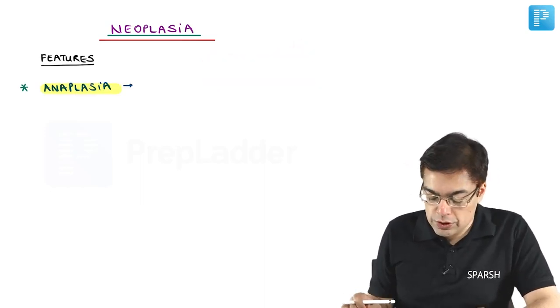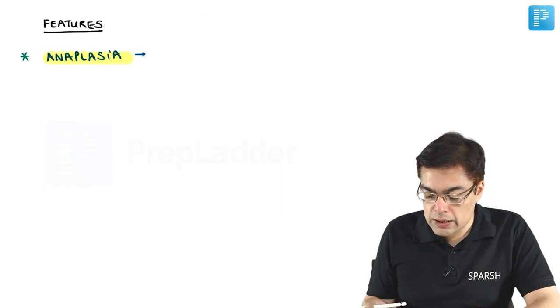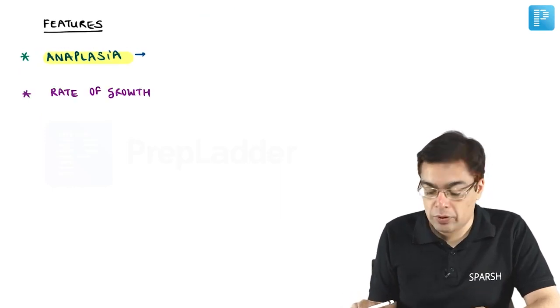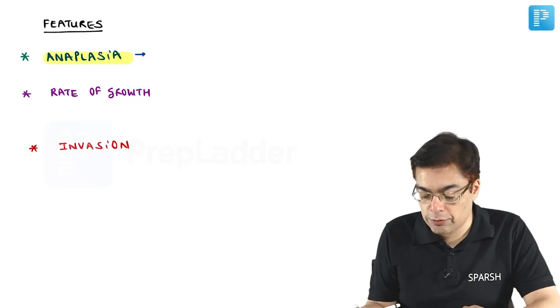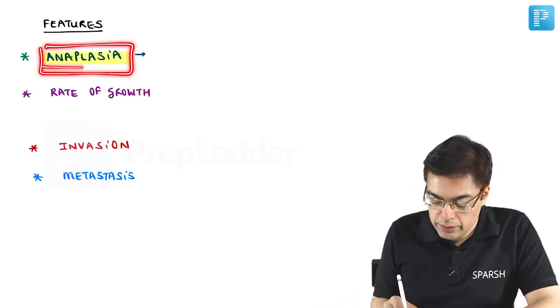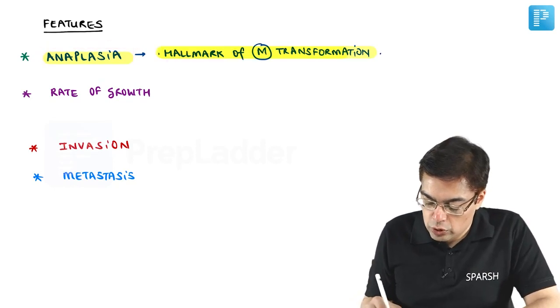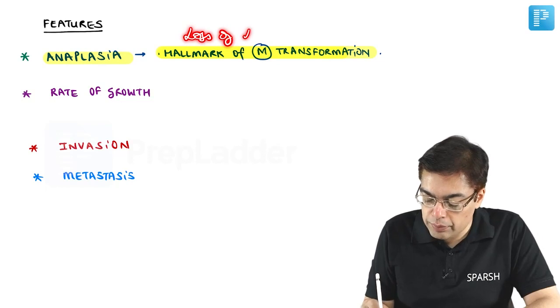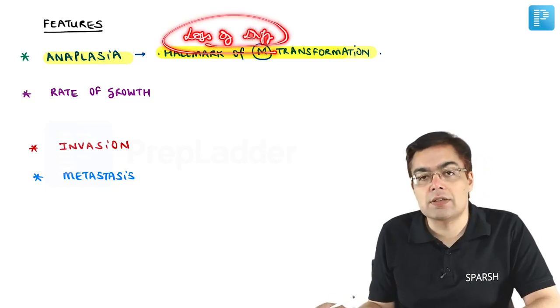So when we are talking about the features of neoplasia, the first important feature of neoplasia happens to be anaplasia. We then talk about the rapid rate of growth. We then have a look at invasion, and finally we talk about metastasis. Out of them, as has been highlighted, anaplasia happens to be the hallmark feature of malignant transformation, and anaplasia simply refers to the fact that there is going to be a complete loss of differentiation of these cells.